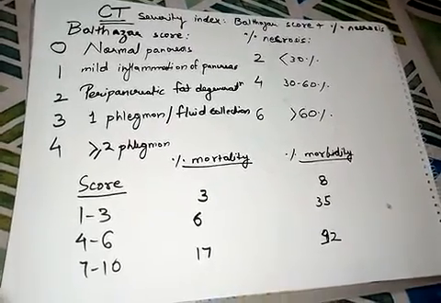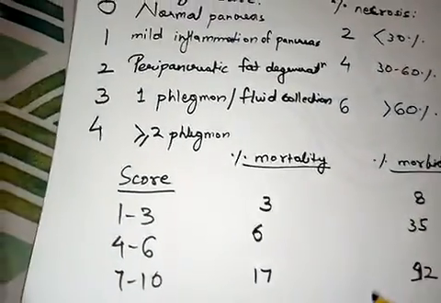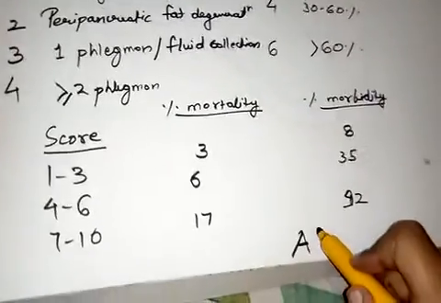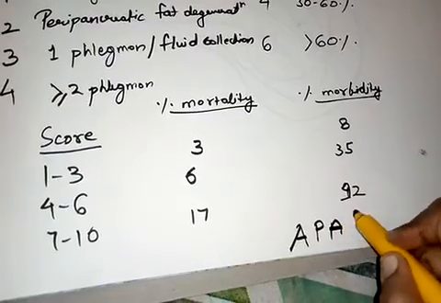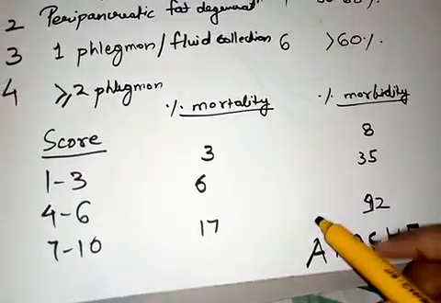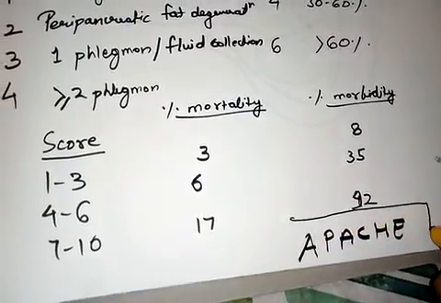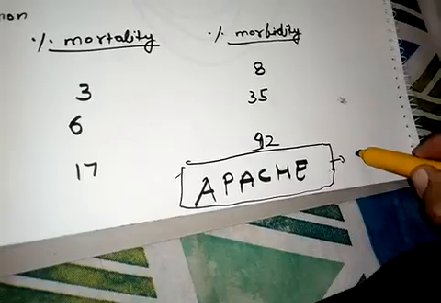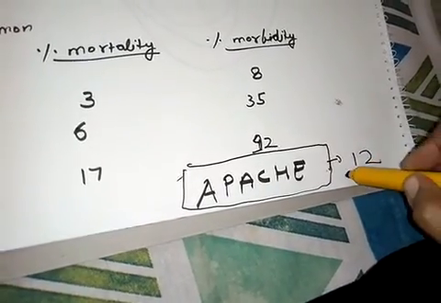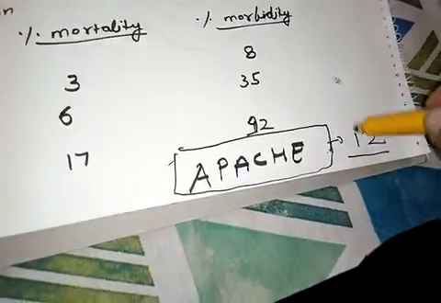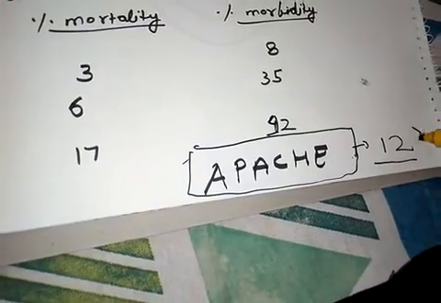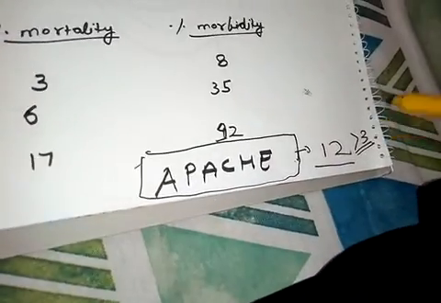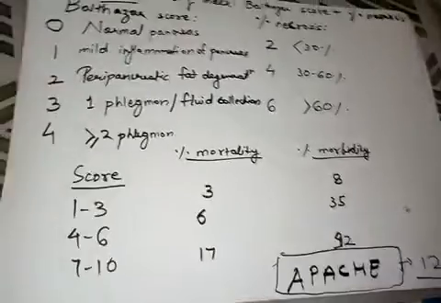Another score which is important is the Apache score, which is the acute physiologic and chronic health evaluation score. This score has 12 points. I will not go into details of it because it's not that important, but again a score of more than 3 is diagnostic of acute pancreatitis.